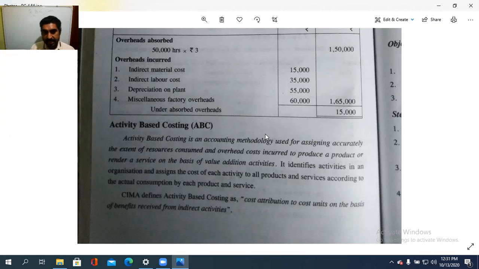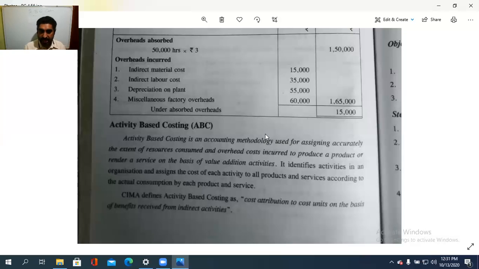So it is the accounting methodology used for assigning accurately, correctly, the extent of the resources consumed and the overhead cost incurred in order to produce a product or render a service on the basis of value addition activities. So it is used for assigning accurately the way the resources are used, and also the overhead cost incurred to produce that product or render a service on the basis of the value addition activity.